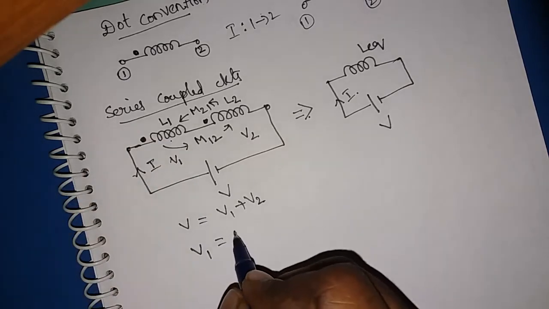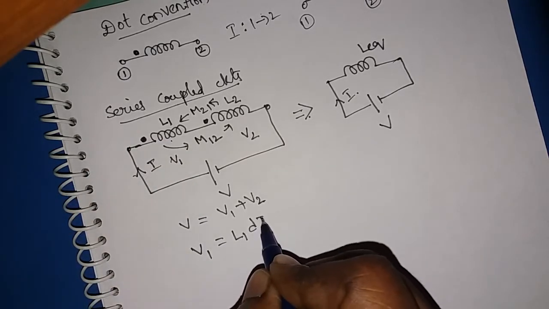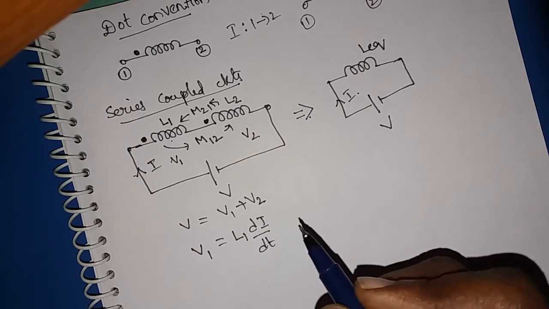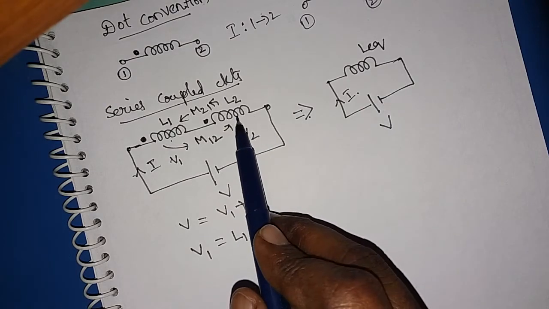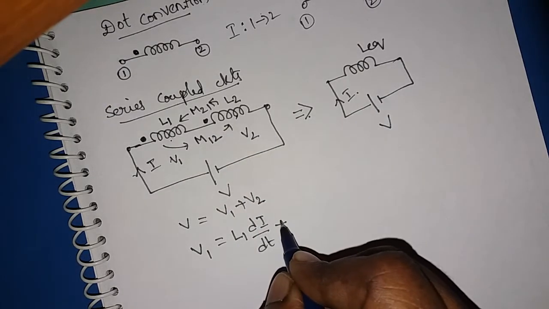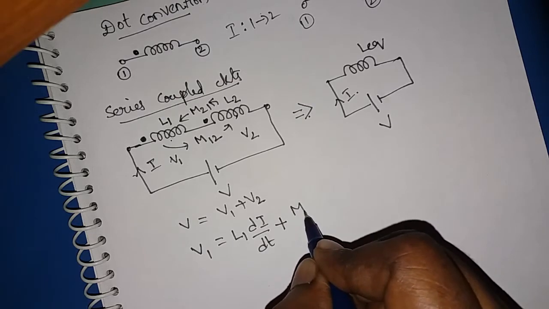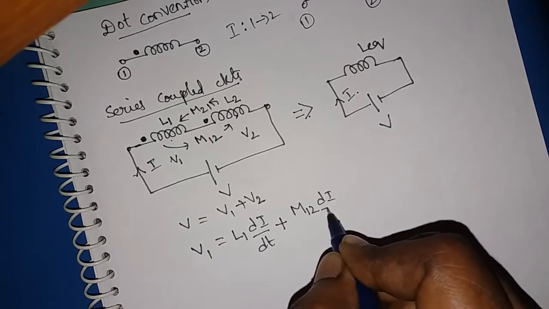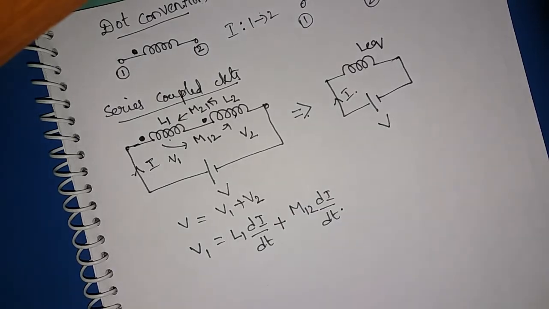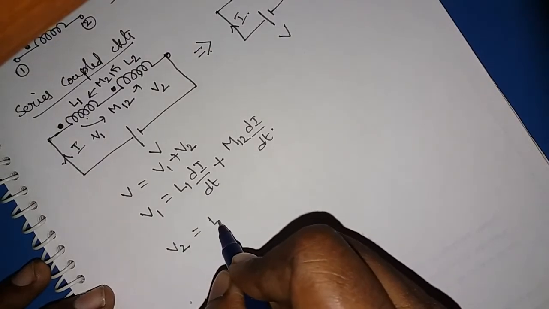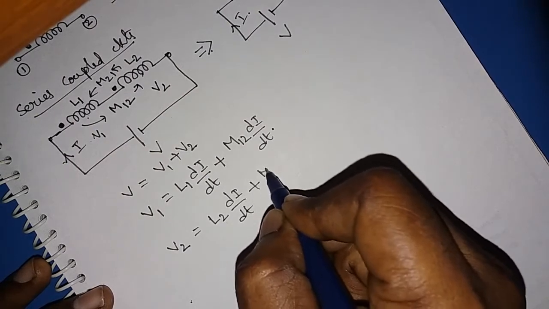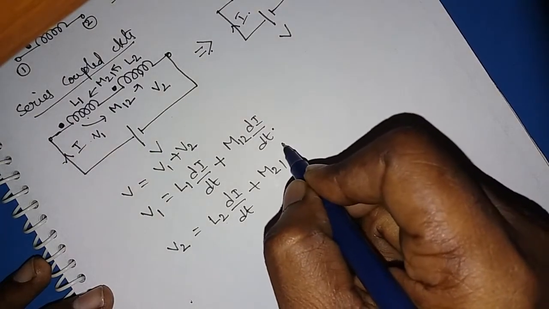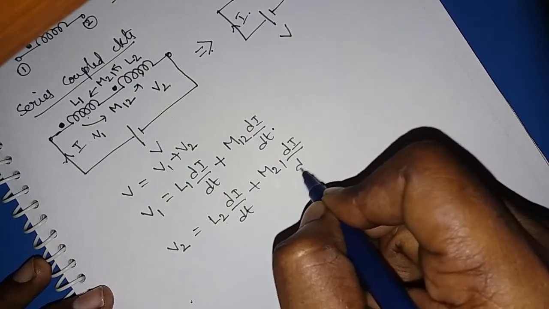The EMF induced in coil 1 is L1 di by dt, and it contains some mutual effect of coil 2, so plus M12 di by dt. And similarly, V2 is equal to L2 di by dt plus M21 di by dt, like this.